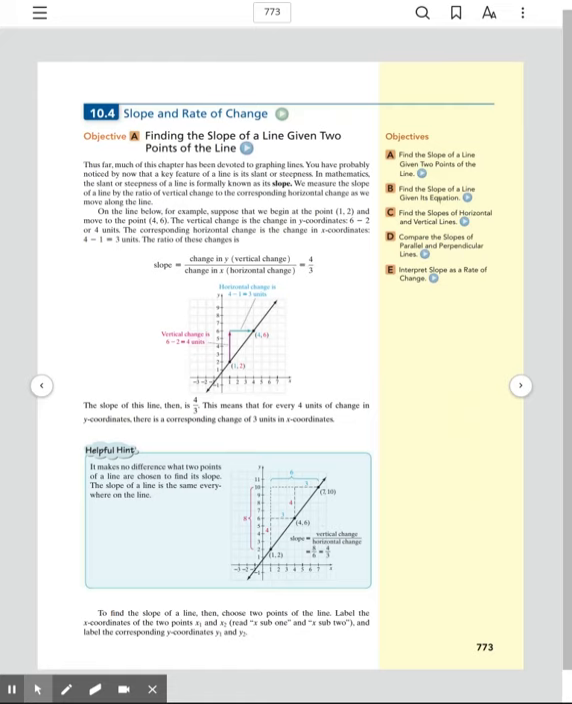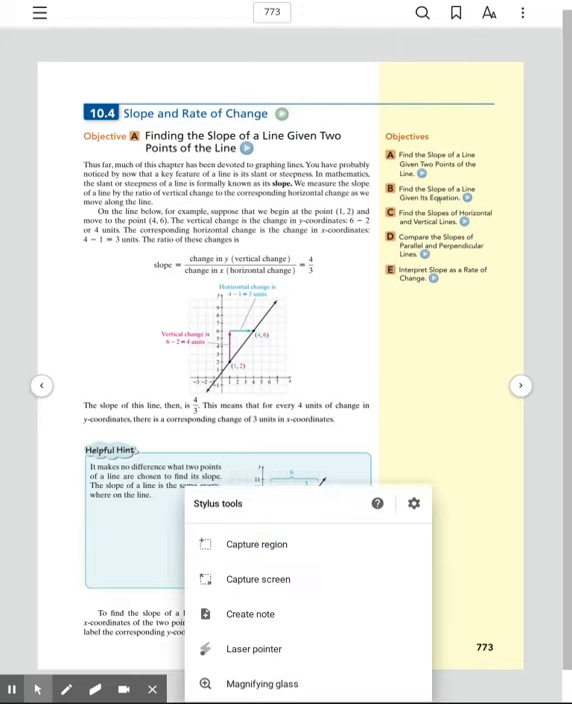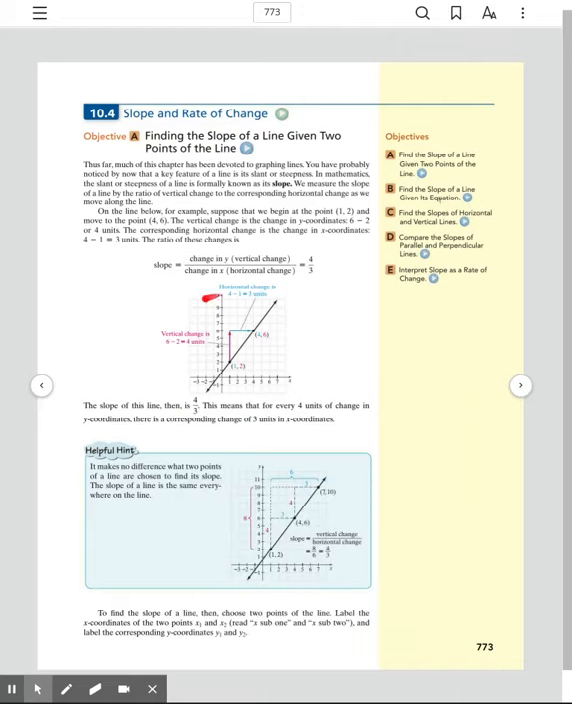Okay, this is section 10.4, slope and rate of change. Here we're going to talk about the definition of a linear line, what we can read about linear lines, and one particular thing that linear lines have, which is something called a slope. If you look right here at this line, notice it's increasing at a certain rate. It's going up and it keeps going up.